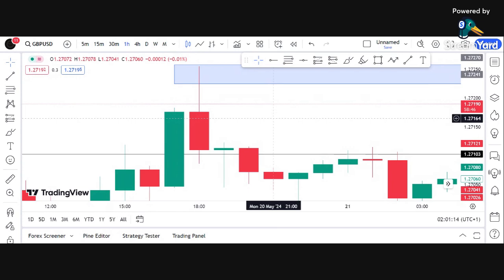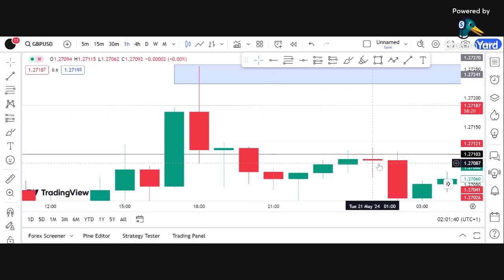So I want to explain the doji candlesticks. The doji candlestick, we have different kinds of doji. We have the dragonfly, we have the gravestone doji, and so on and so forth. We have different kinds of candlestick patterns. We have the gravestone doji.